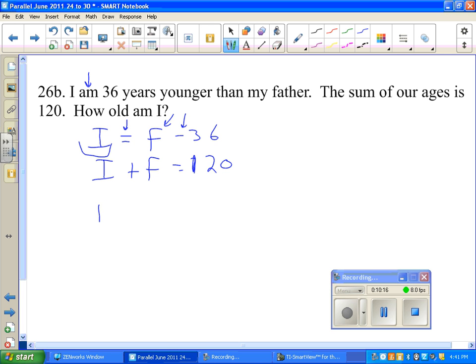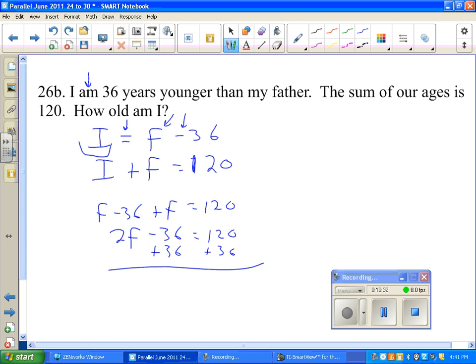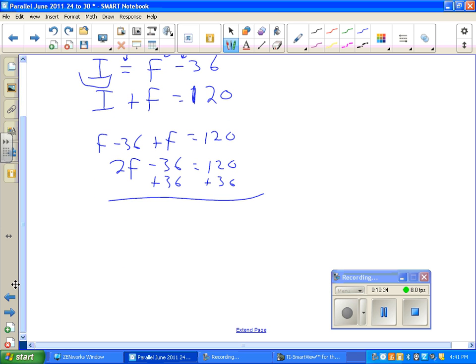Everywhere I see an I, I put f minus 36 plus f is 120. 2f minus 36 equals 120. I add 36 to both sides. I'm just solving the equation, just as if we solved any other two-step, three-step equation. So twice the father's age is 156. Divide by 2. My father is 78 years old.